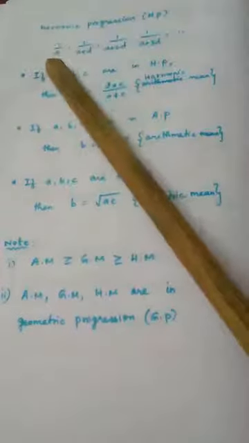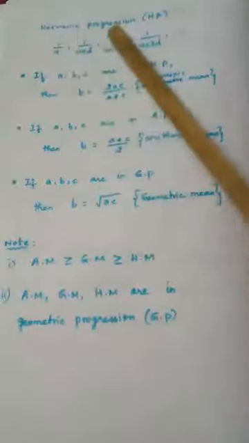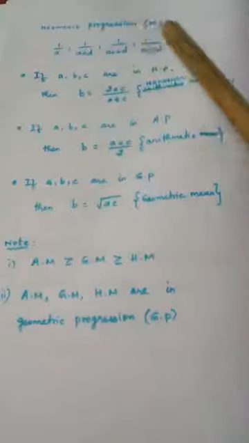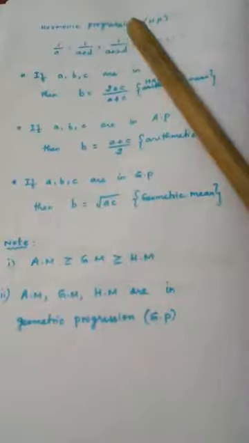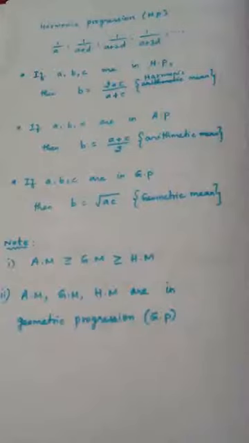Again, if you look carefully, you can easily understand. If you see the denominator, it looks like an AP, a plus d, a plus 2d. So it is nothing but the reciprocal of an AP, which is called HP, harmonic progression. What is the general form? 1 by a, comma, 1 by (a plus d), comma, 1 by (a plus 2d), comma, etc.